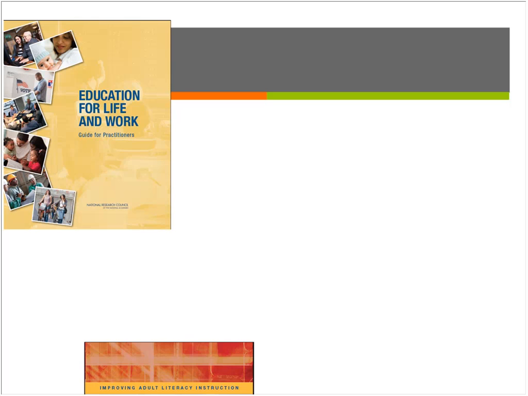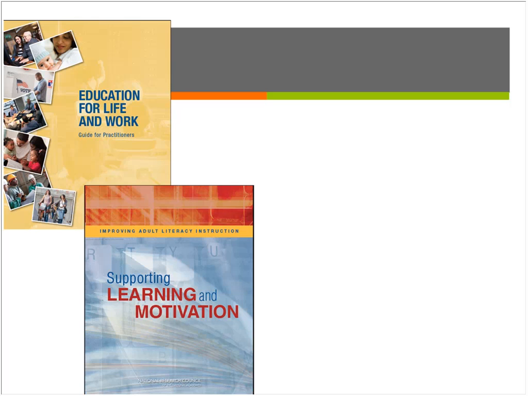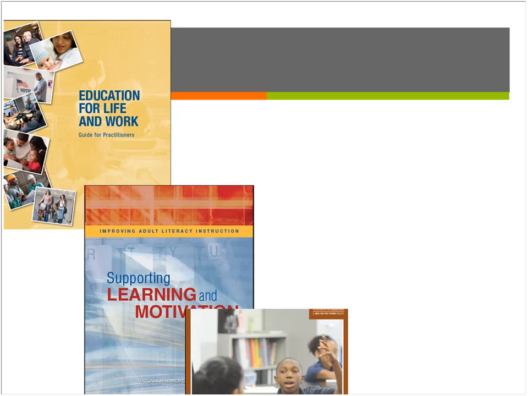Supporting learning and motivation. This little 3-part booklet is drawn out of a book-length report also by the National Academies of Science called Improving Adult Literacy Instruction. The short report is for practitioners and speaks to instructional designs that are supportive, methods to build intrinsic motivation and persistence among adult learners, and technology features that support these pedagogies. That one's a good one.